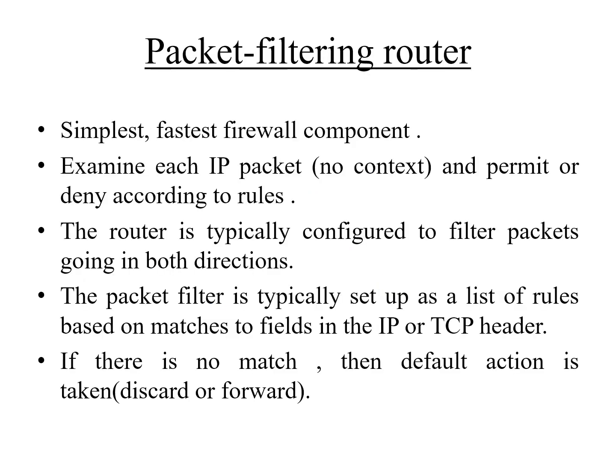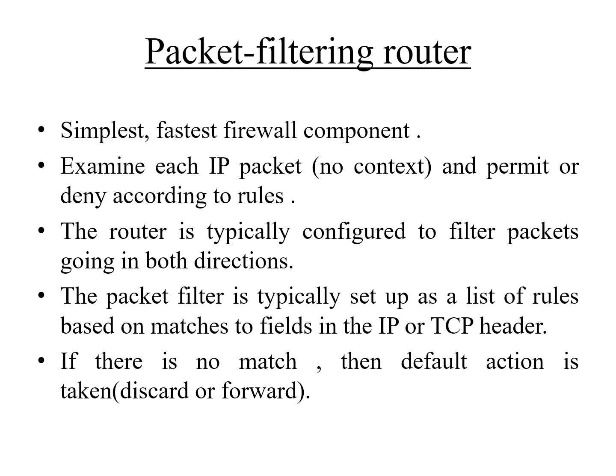The first type of firewall is the packet filtering router. This is the quickest and easiest type of firewall to use. It examines each IP packet. It looks at every data packet like a letter that comes through, but it doesn't know the bigger picture, just the basics of the packet. It permits or denies according to rules. It decides whether to let the packet in or block it based on rules set by the user.